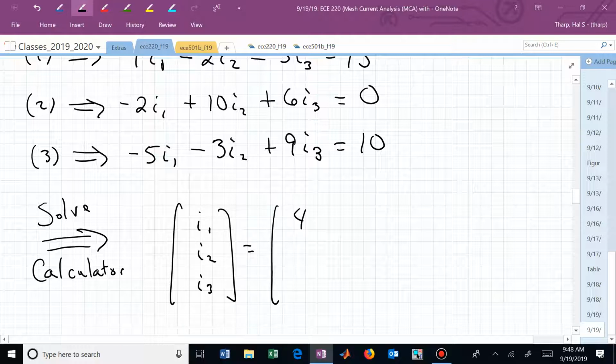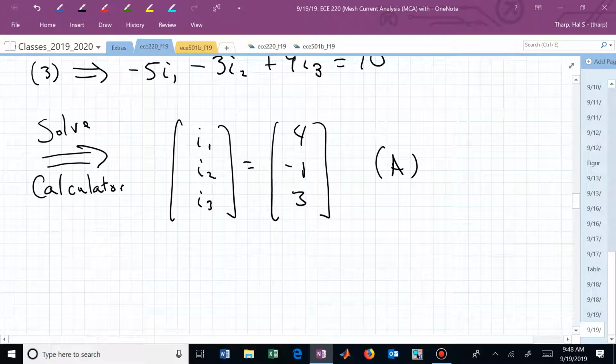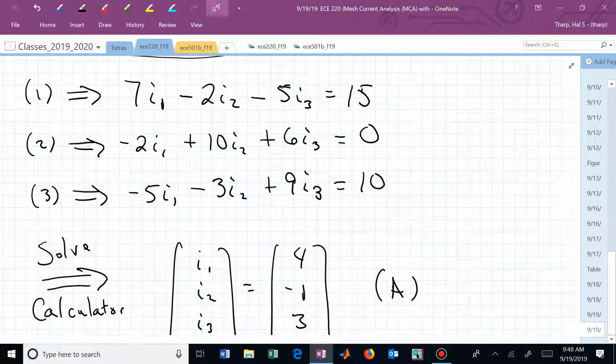Yielding 4, minus 1, 3, and those have units of amps. Your calculator will just do the linear algebra, invert that matrix, or however it does it, to find I1, I2, I3, or you could solve that with 3 simultaneous equations. You could do that manually. You could do row reduction, find a reduced row echelon form, and back out I1, I2, and I3.